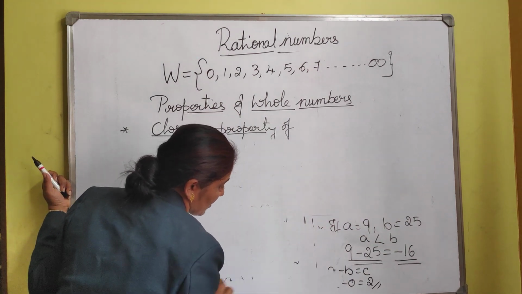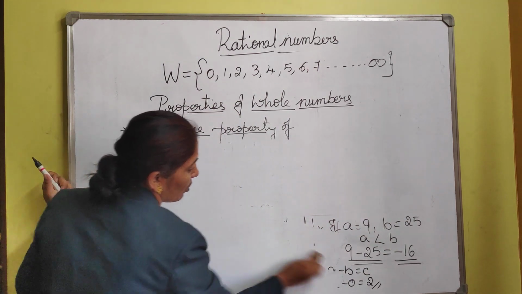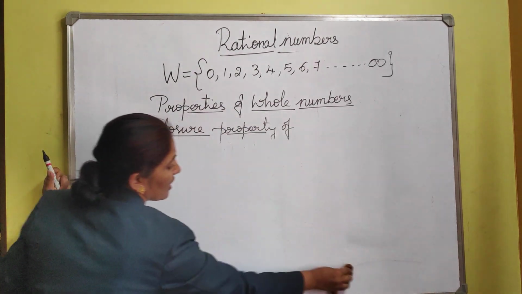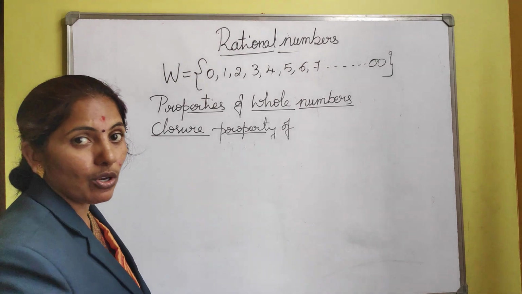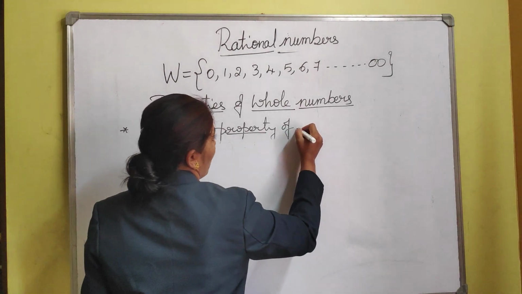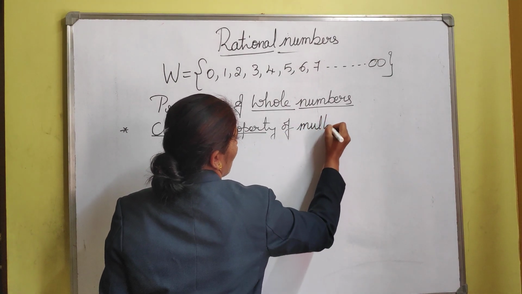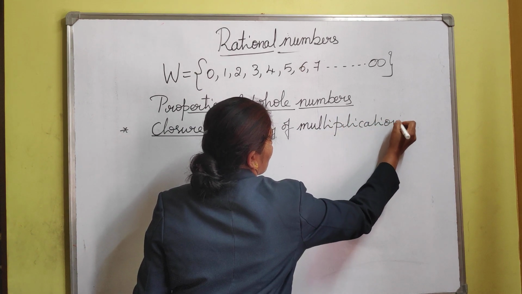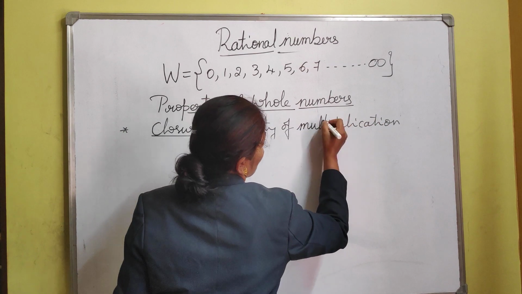The closure property of subtraction does not hold good. Addition holds good. Let us check in the same way whether multiplication holds good or not. So, the closure property of multiplication. What does this closure property of multiplication tell you? Let me give you some examples.